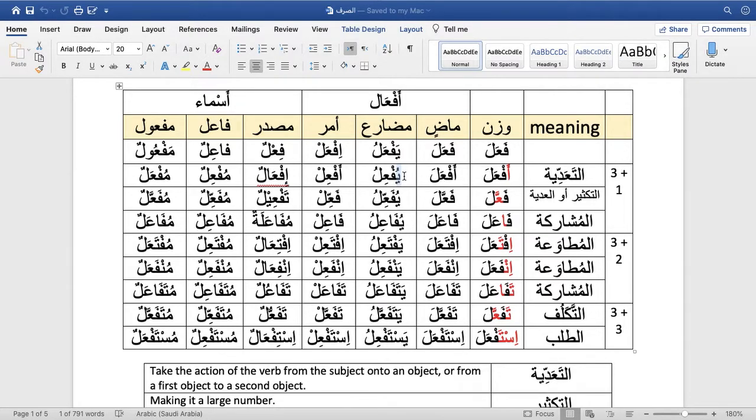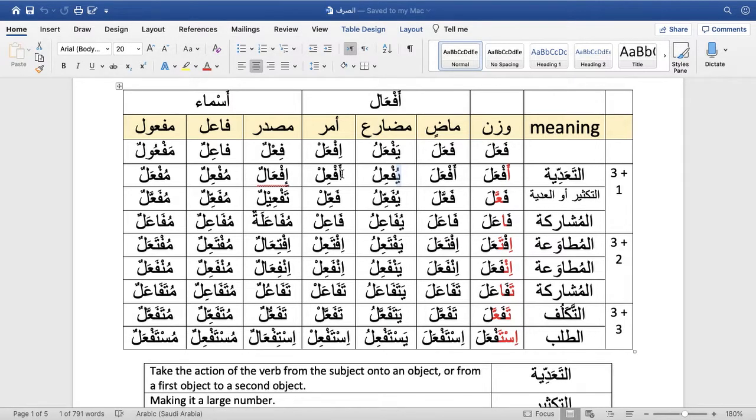huwa yujlisu, nahnu nujlisu. So this is your zaidul mudari', which is going to be one of these four letters, as I said, and it will have a dhamma. That's what I want you to understand here. It will have a dhamma. Fa'ul fi'l will have a sukun. Ainul fi'l will have a kasra.